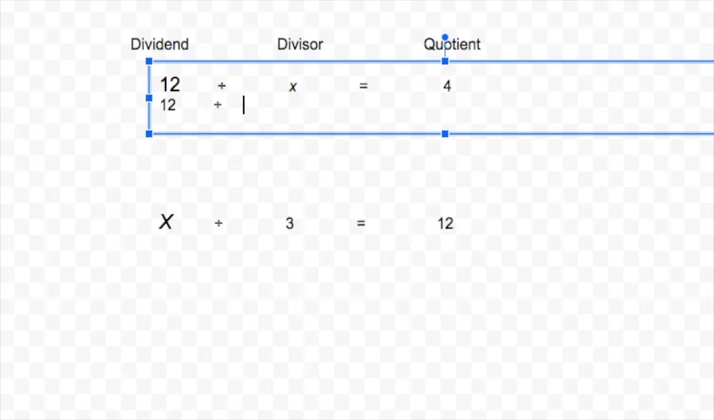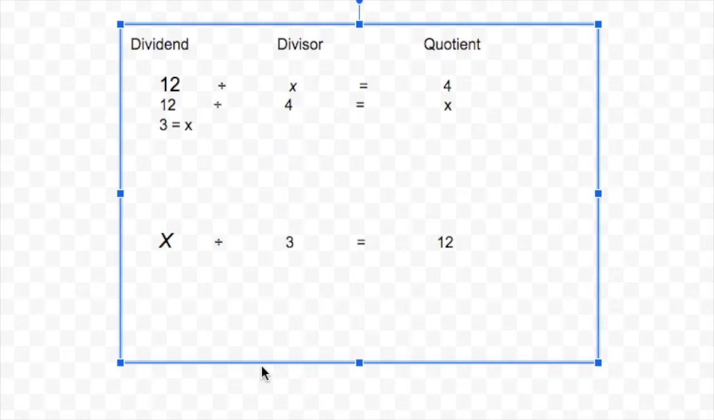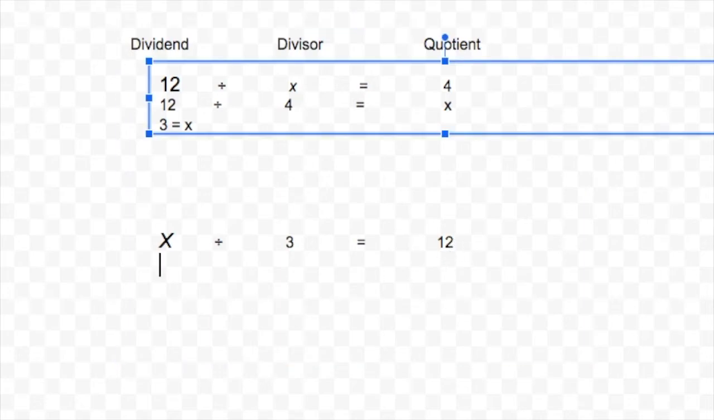Now this works because the divisor and the quotient are interchangeable the same way multipliers are interchangeable in a multiplication problem. So 12 divided by 4 equals 3, which means x equals 3. Now if we look down at the second problem, this problem is much easier because the dividend, our larger value, is unknown. Now I just said that the divisor and the quotient are interchangeable. That means they're the two parts that make the dividend. What this means is we can use inverse operations here.